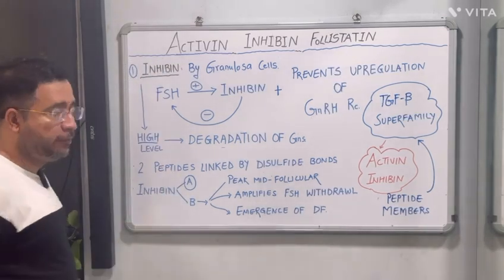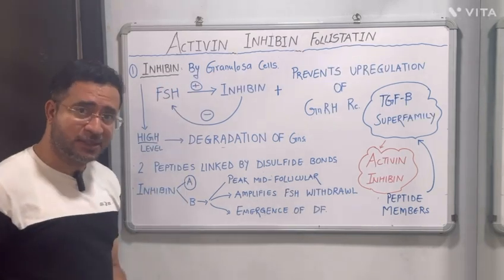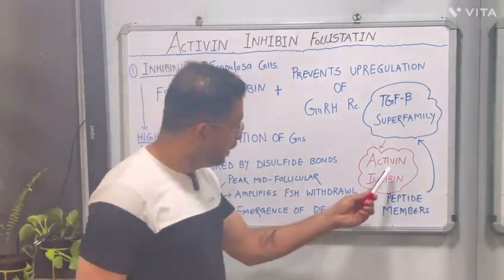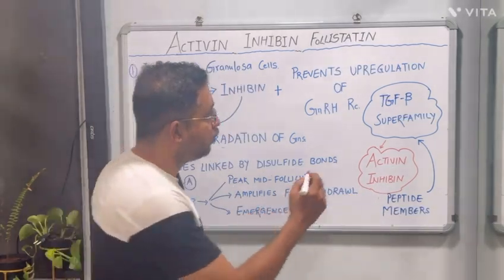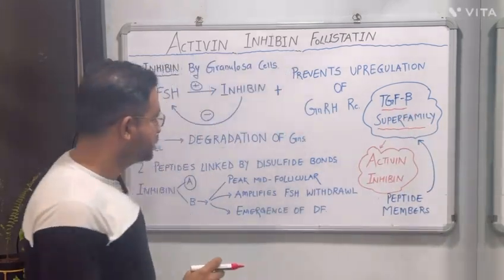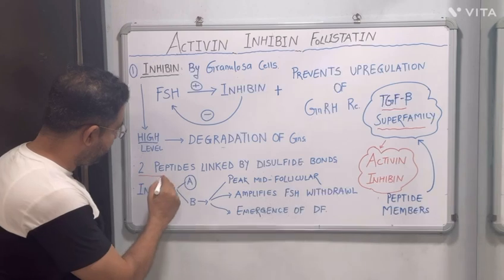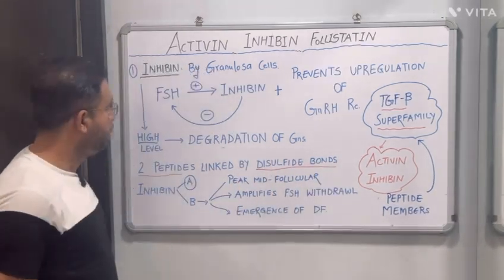Let's start with inhibin. Inhibin is predominantly secreted by the granulosa cells. Activin and inhibin are peptide members of the transforming growth factor beta superfamily. It is made up of two dissimilar peptides which are linked by disulfide bonds.